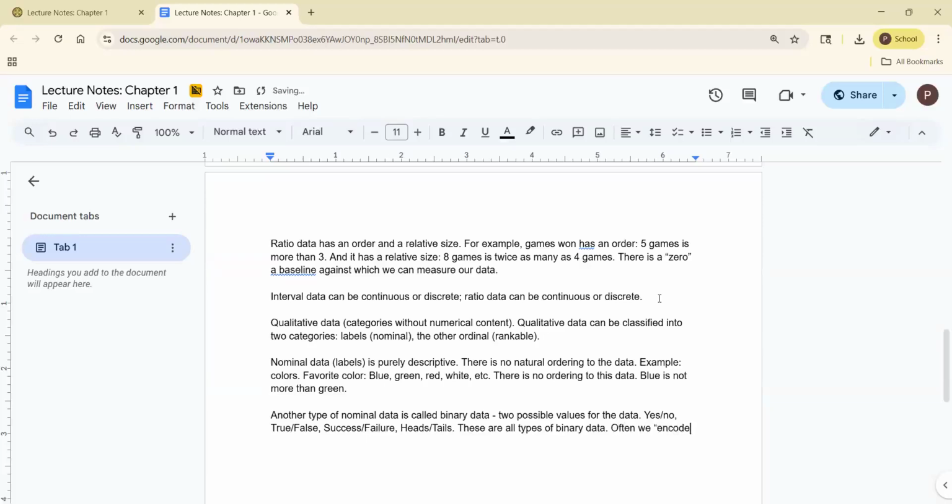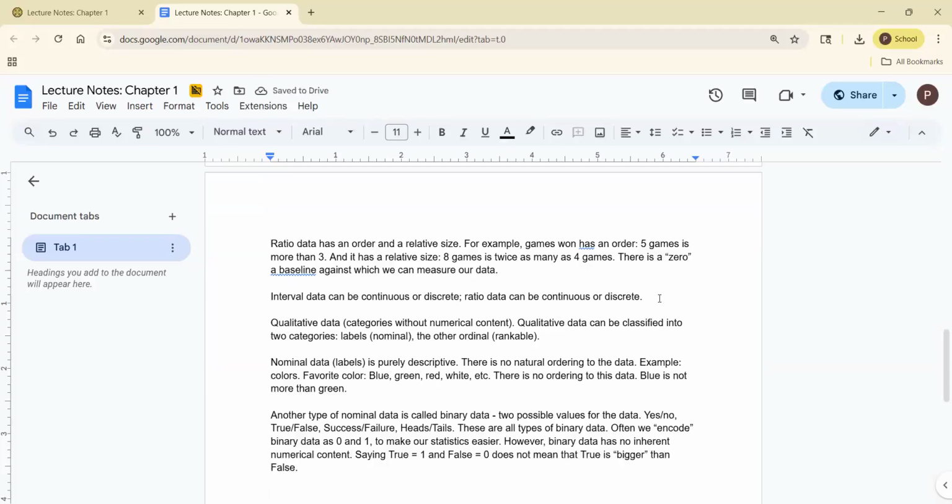Often we encode binary data as 0 and 1 to make our statistics easier. However, binary data has no inherent numerical content. Saying true equals 1 and false equals 0 does not mean that true is bigger than false.